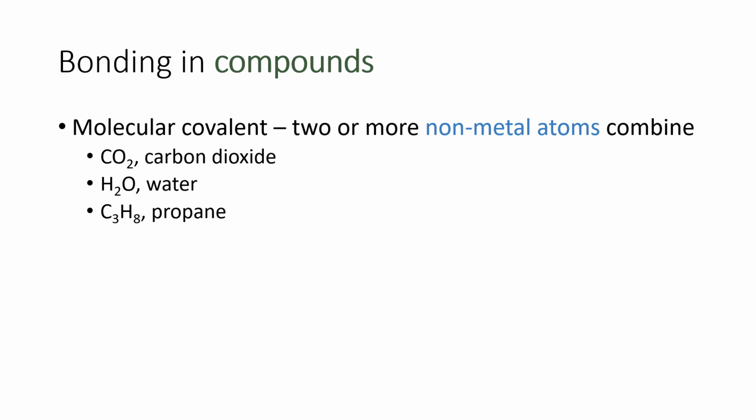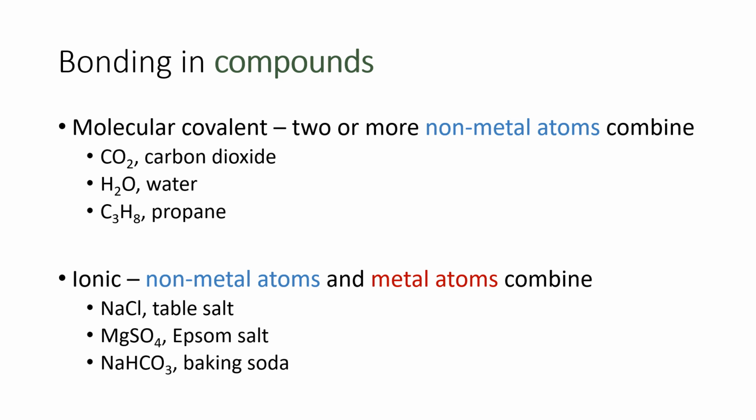And you can also have bonding in compounds. And the type of bonding you see in compounds is going to depend upon the types of substances involved in the compound. So if you have two or more nonmetals combining, so like carbon and oxygen, hydrogen and oxygen, carbon and hydrogen, then you will typically form molecular covalent bonding. And if you have a nonmetal plus a metal, then you will have ionic bonding.